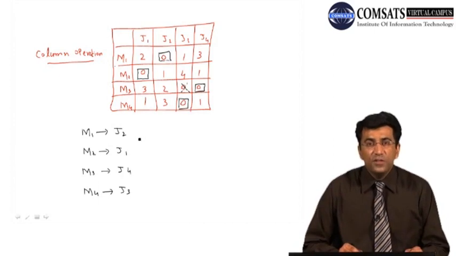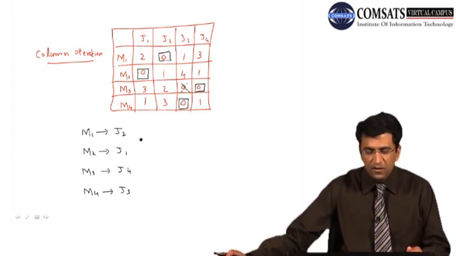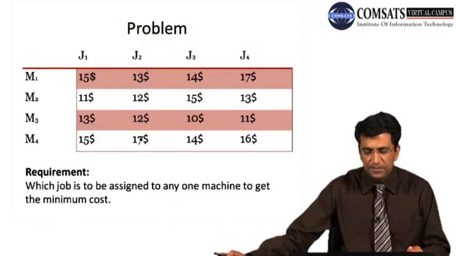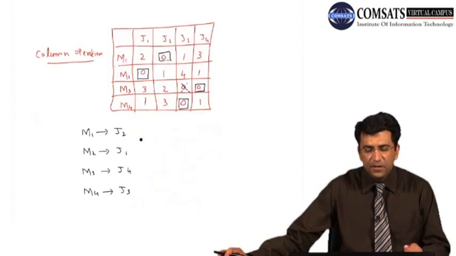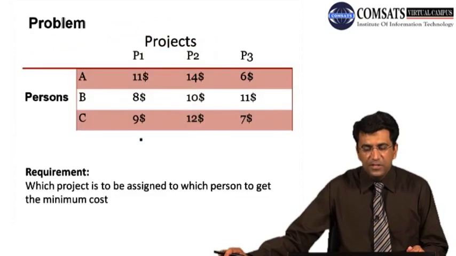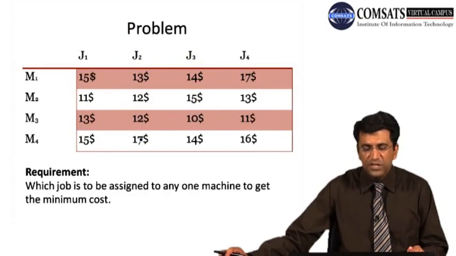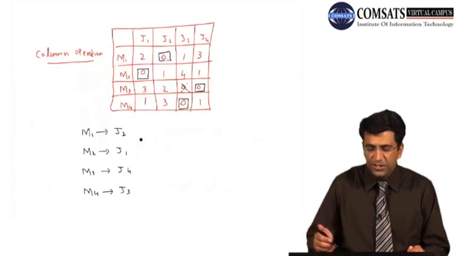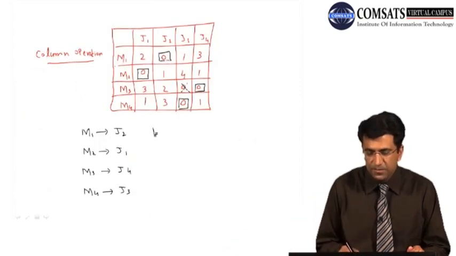Now we have to find out the minimum cost. In order to find the minimum cost, we have to again refer to our original table. Now what is our original table, class? This is our original table. Now we will see the relevant assignment and compare it with this table. We are assigning M1 to J2, and the cost from M1 to J2 is 13. So we will write $13 here.